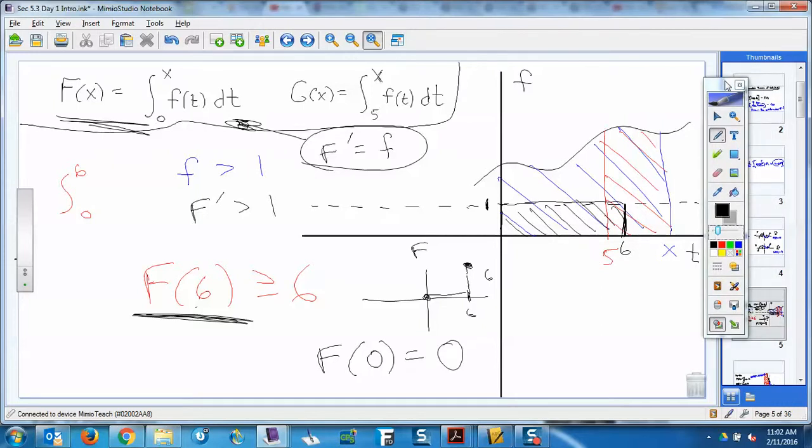And then 14 was what? Oh, also kind of a racetrack thing. So is big G of 3 bigger than big G of 5? Well, big G of 3 would be the area from 5 to 3. Remember, that's backwards, so that'd be negative. And what's big G of 5? 0. So is a negative bigger than a 0? No. So that would be false.